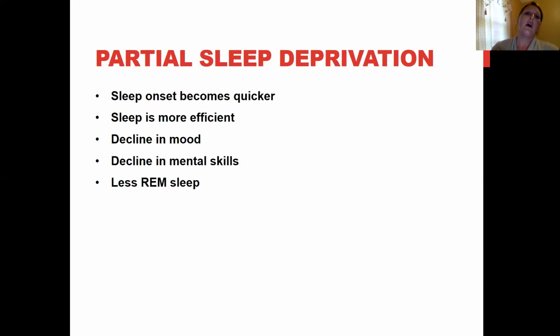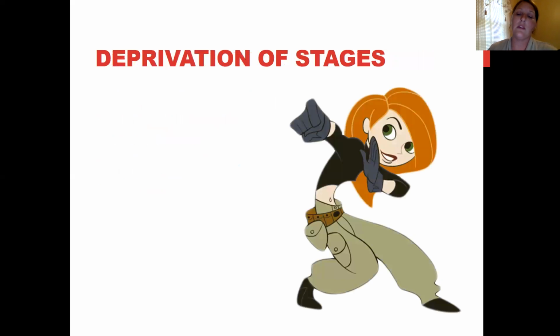When we look at somebody who's partially sleep deprived, getting insufficient sleep, of course you fall asleep faster. But during the time you are asleep, you're actually sleeping more efficiently. You're sleeping deeper. It's harder to wake you because your body is trying to make up for the sleep that it's not getting. Your mood tends to be affected, as well as your mental skills, and you tend to lose out on REM sleep because you're trying to make up in slow wave sleep.